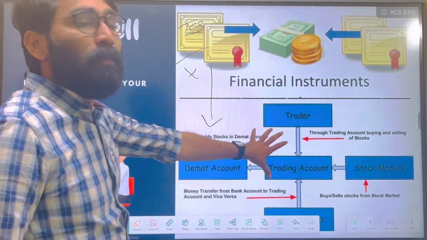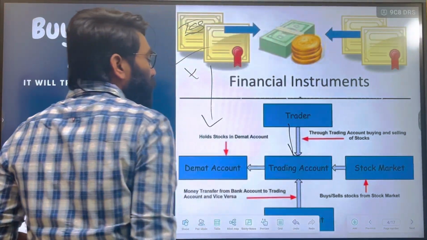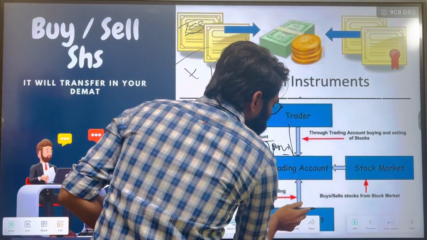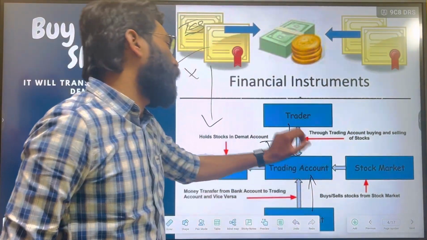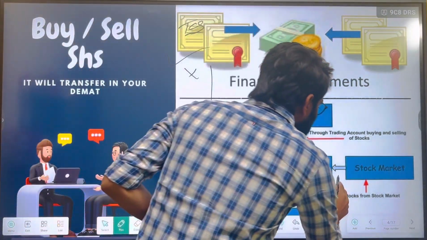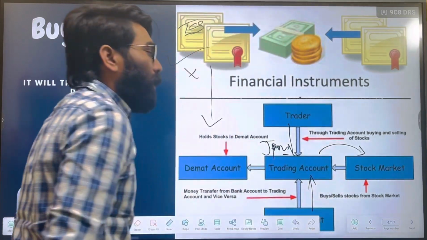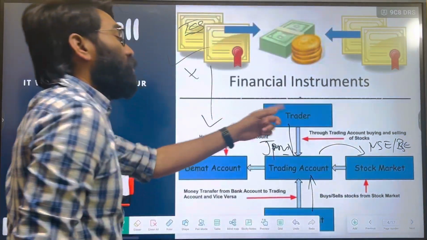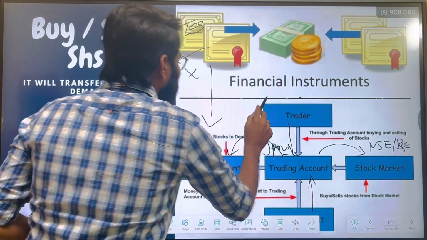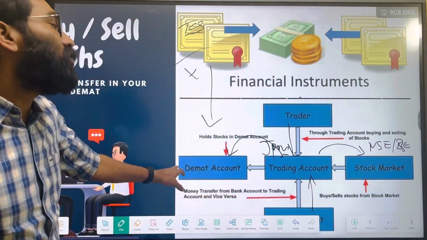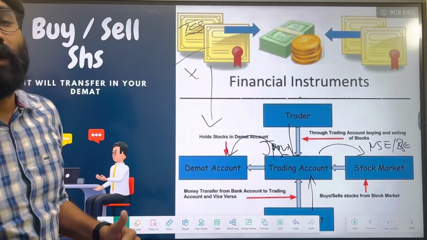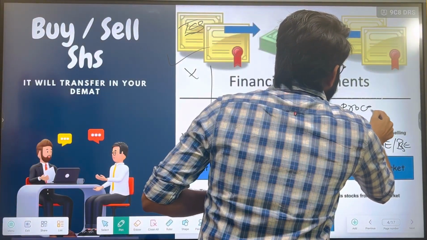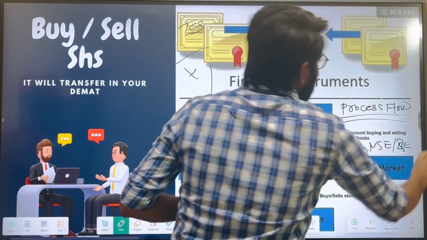Here, this diagram will help you understand. If you are a trader, then open the Demat account with, let's say, JP Morgan. Once you open the Demat account, you require a bank account from which you can transfer the funds to the trading account. Once you have cash, you can directly access the stock market like NSE, BSE to purchase the securities. Once you purchase, the securities are automatically transferred, or instructions are sent to transfer the securities, to your Demat account where you can hold them. So that's how your process flow works. It's very important to understand this.